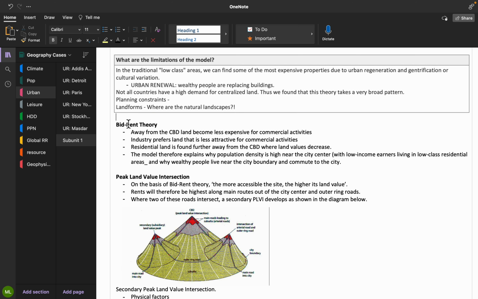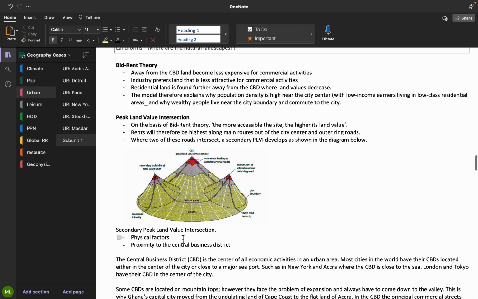Okay, now let's look at the peak land value intersection. So this is on the basis of the bid rent theory, so the more accessible the site, the higher its land value. So rents will therefore be highest along main routes out of the city center and outer ring roads. Where two of these roads intersect, a secondary PLVI develops as shown in the diagram below.